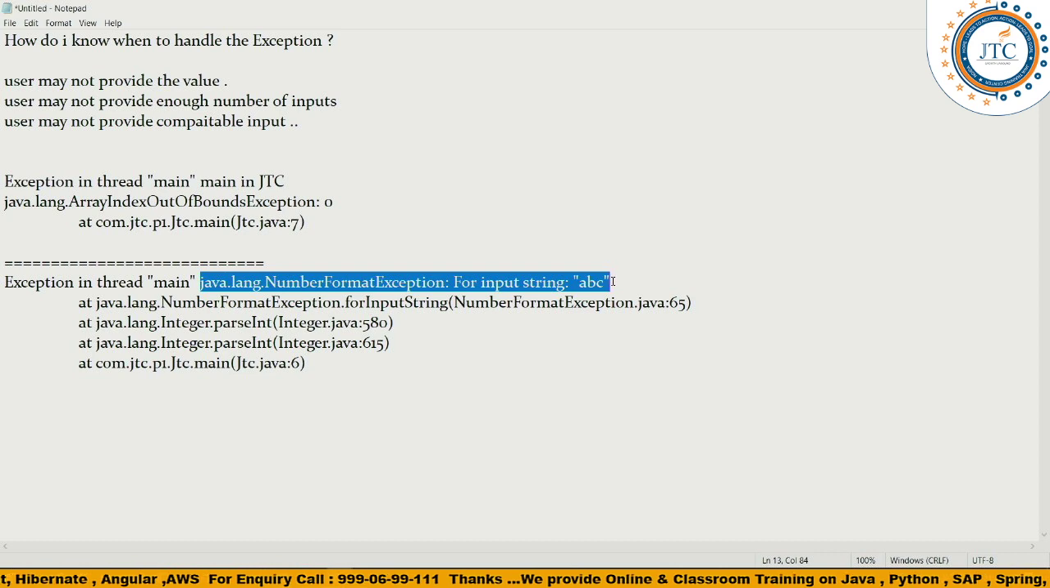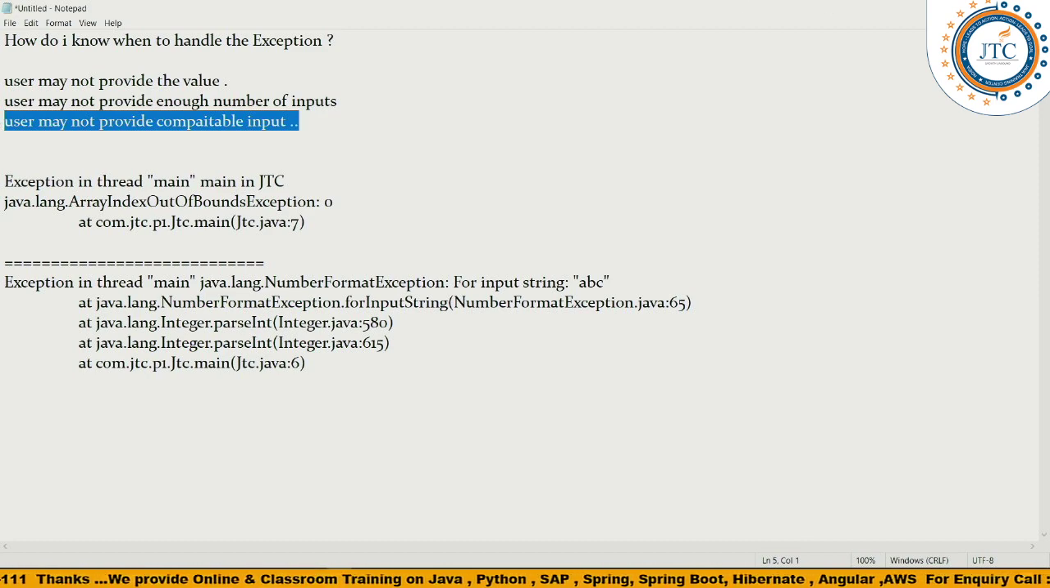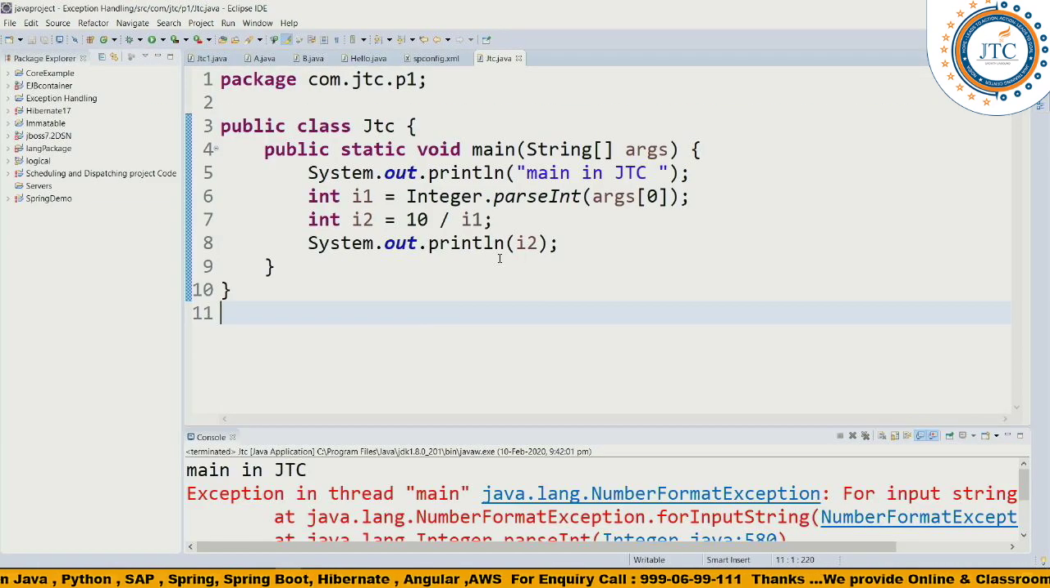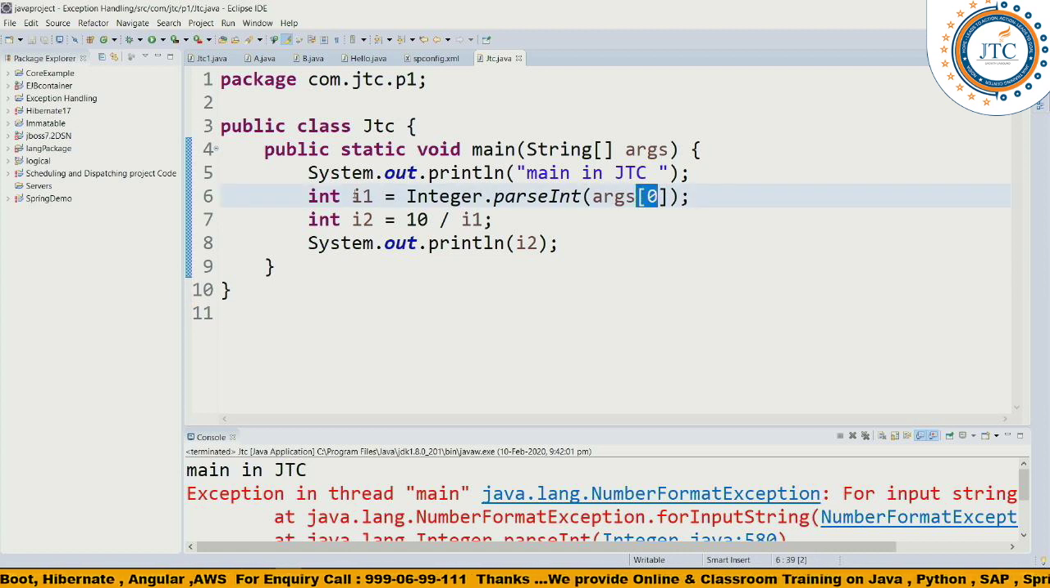What is that for the input string ABC? ABC, which means that, as I told, the user may not provide compatible input. This is what "may not provide compatible input" means. What does compatible input mean here? It means that it cannot convert the string ABC to the form of integer. That's the reason this problem is coming.